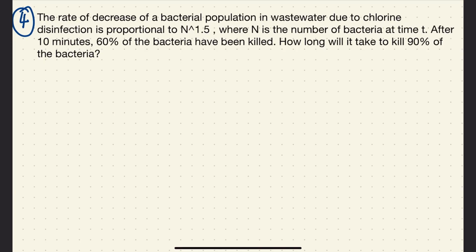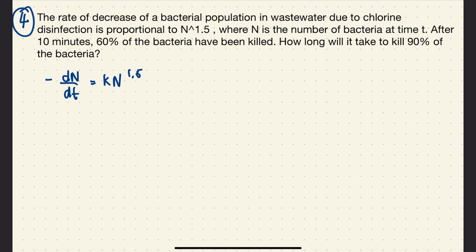For our last problem, the problem reads that the rate of decrease of a bacterial population in wastewater due to chlorine disinfection is proportional to N raised to 1.5, where N is the number of bacteria at time t. After 10 minutes, 60% of the bacteria have been killed. So how long would it take to kill 90% of the bacteria? So since this is a decrease, your rate says it is proportional to negative kN raised to 1.5.